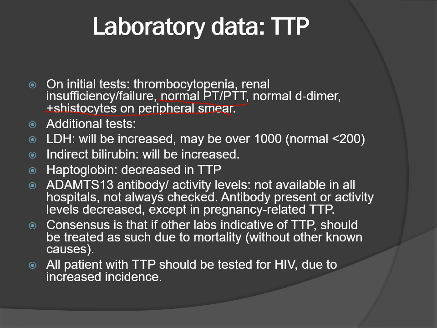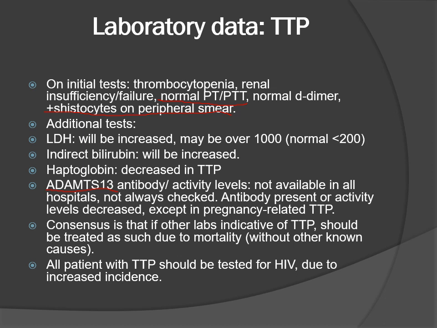LDH is often increased. Indirect bilirubin will be increased. Haptoglobin, again, is going to be decreased. And here's another one, guys, like we've been talking about, the ADAMTS13 level. Again, it's not usually available. You're not going to have the luxury of checking this and then initiating treatment based upon it, but you need to check it. You need to send this out so that you can get an answer for this patient and family, but you're going to have to carry on and make a treatment plan without it, right?